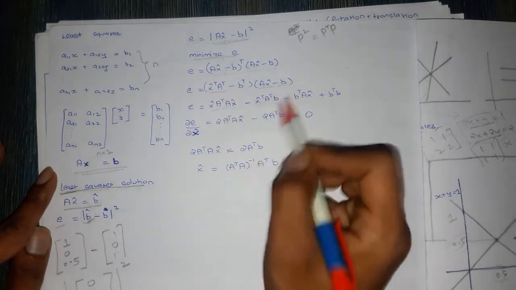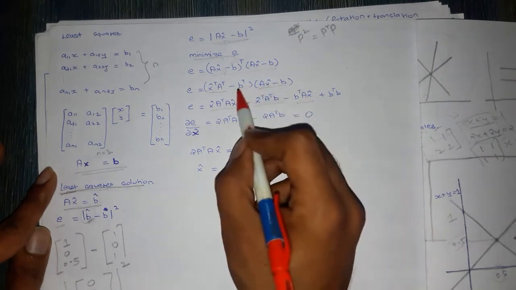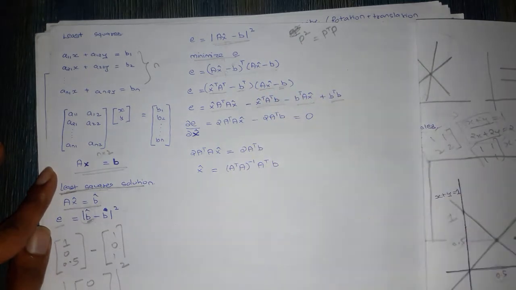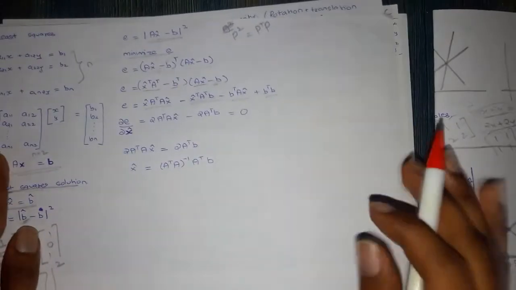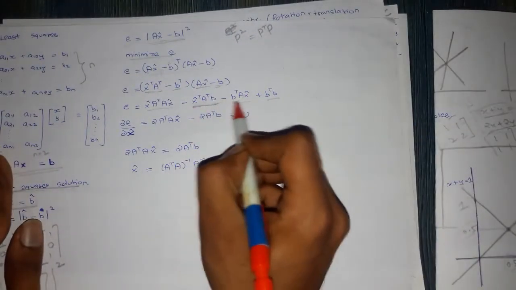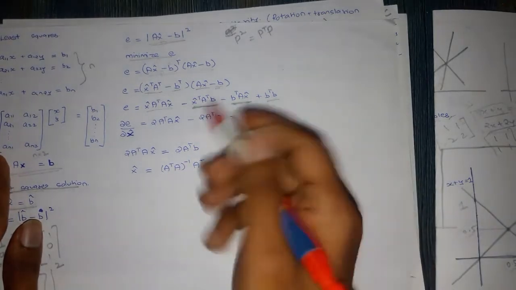Then this into this will give you this. Then this into this will give you this. And this into this will give you this. So basic multiplication. And then what we see is these both things are actually the same thing. So let us just verify it quickly.